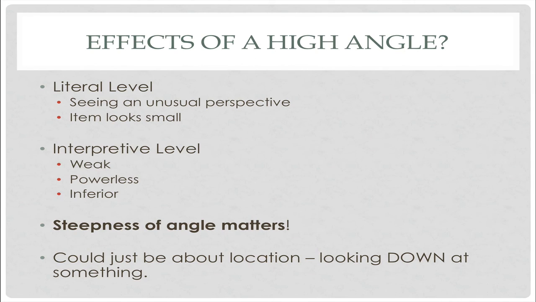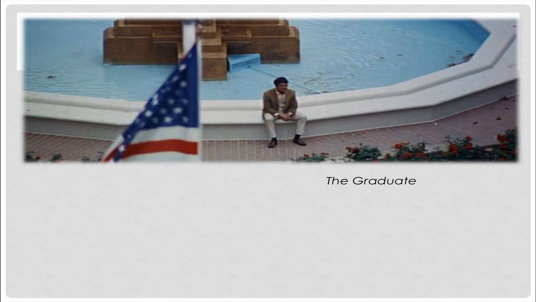And again, just like the low angle, a high angle could just be showing that somebody is on a second floor balcony looking down. It may just be about location and not power. But again, our job as we analyze film is to observe the different cinematic elements and then apply our critical thinking skills to those and ask ourselves, is this just a matter of location, or does this seem reasonable that the director is implying some sort of power relationship with that object? And here's some examples.